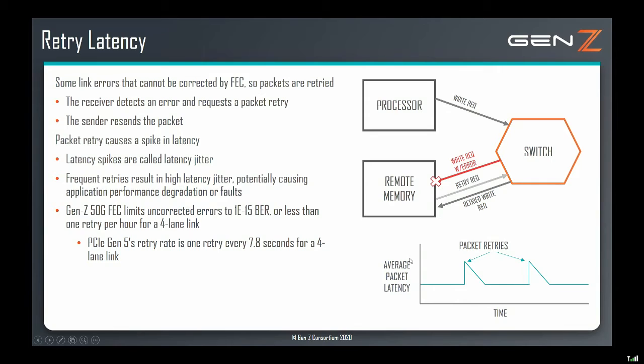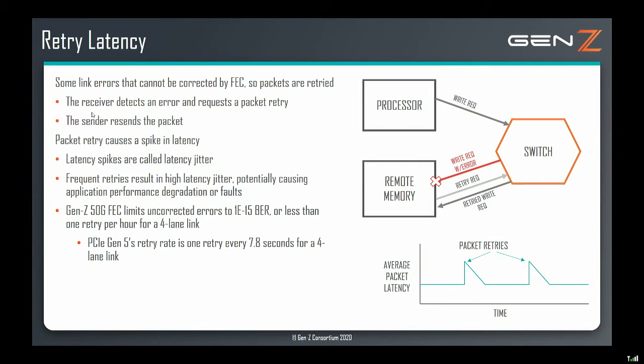So Gen-Z tries to limit this latency by reducing our uncorrected BER down to 1e minus 15. So in that table I showed earlier, the raw BER is 1e minus 7 for the 320-bit FIT FEC, and that gets corrected up to 1e minus 15. So 8 orders of magnitude. So it's significant, right? And now you're not getting errors nearly as frequently.